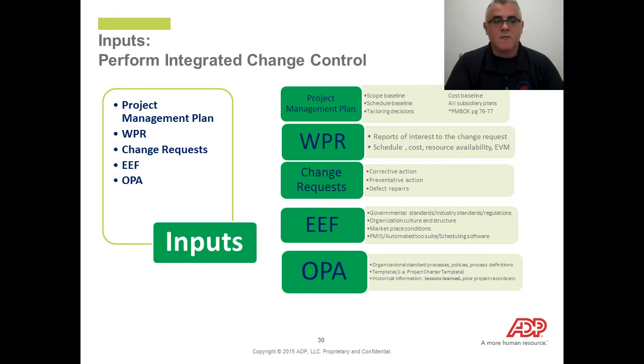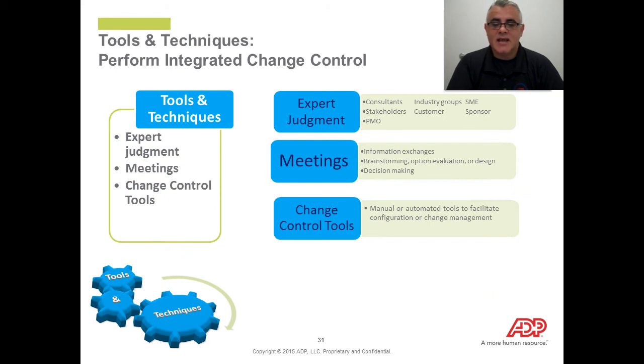Also, you've got work performance reports. Maybe the reports are telling you, okay, this is why we need to do something or we need to make a change. And then you have your change requests. Jumping over to slide 30, there's a more detailed description of your inputs. We just talked about those. Let's go to 31, which is tools and techniques.